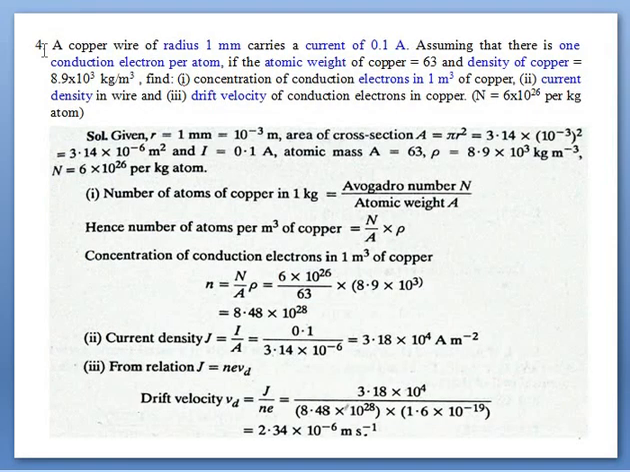In the fourth numerical, the radius of a copper wire is given, it carries a given current, and we have to assume that one conduction electron per atom is obtained. So each atom releases an electron. Atomic weight is given, density is given, and the concentration needs to be determined, then the current density, and then afterwards the drift velocity.